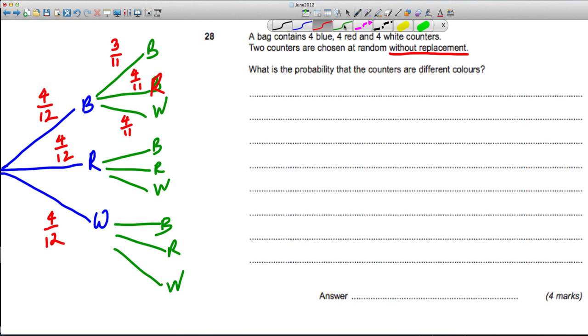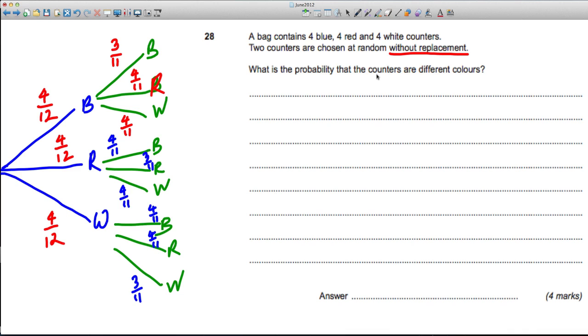Now, in the next scenario, I've taken a red, so what's the probability I get a blue? 4 of 11. Probability of another red, 3 of 11. Of a white, 4 of 11. And this one here would be 4 of 11, 4 of 11, and another white would be 3 of 11. Now there's the diagram that's going to explain everything for us simply.